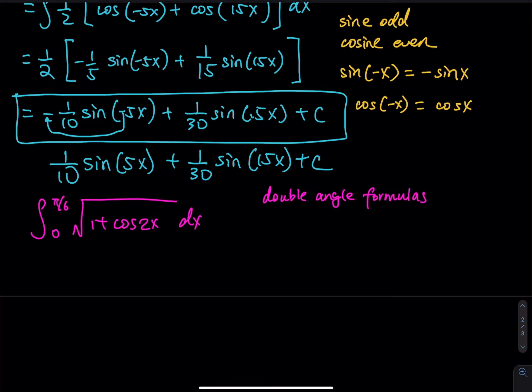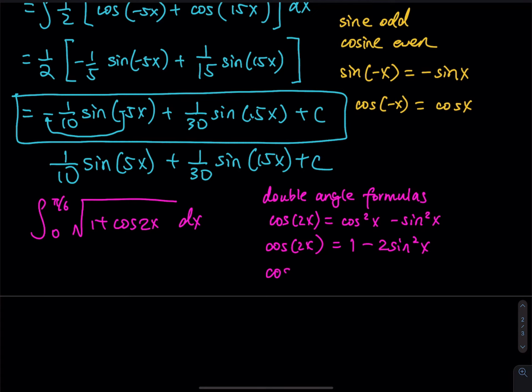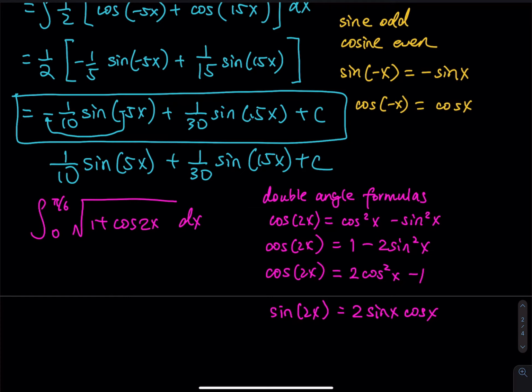For cosine of 2x, there are three double angle formulas. The first one is cosine of 2x equals cosine squared minus sine squared. This is the first one. The second one is cosine of 2x equals 1 minus 2 times sine squared x. The third one is cosine of 2x equals 2 cosine squared x minus 1. There is one for sine. Sine of 2x has one formula only: 2 times sine x times cosine x. Of course, we have this for tangent, but the one for tangent, you won't use that very often.